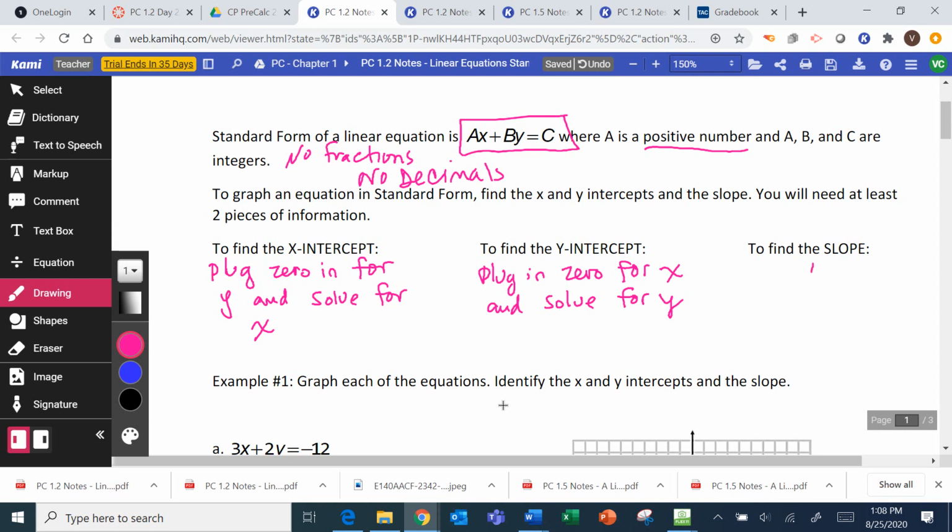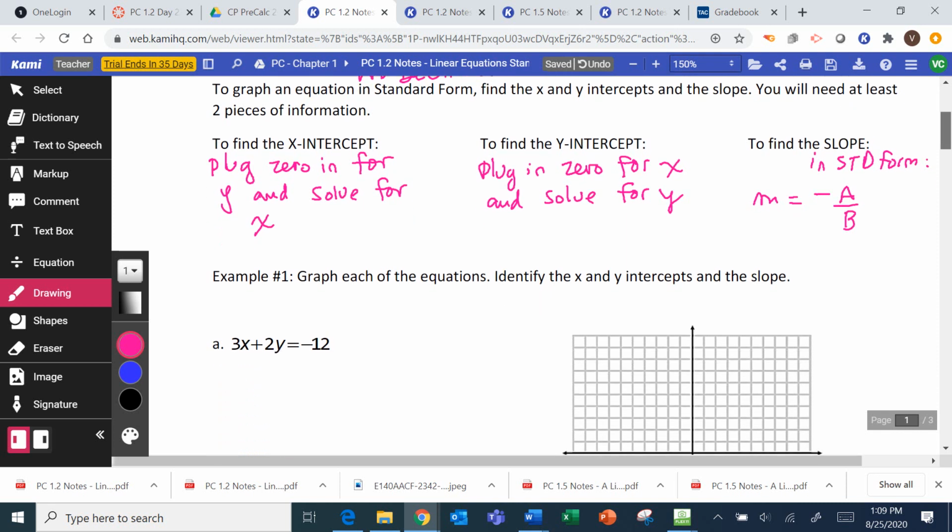To find the slope, now this is only specific for standard form. To find the slope in standard form, you can do, and I had this on our notes last time, negative a over b. If you do negative a over b, that will be the slope. Shortcut for you. So we're going to find that information, and we're going to graph some lines.